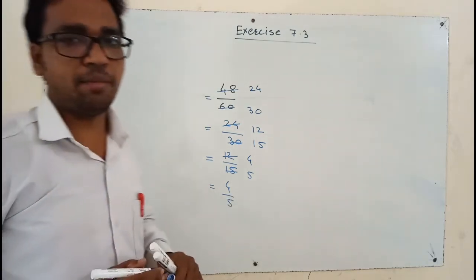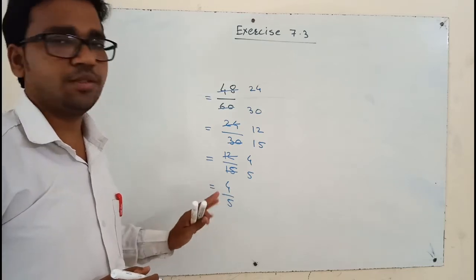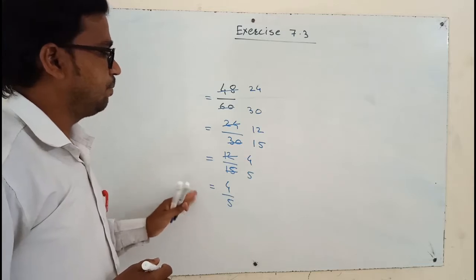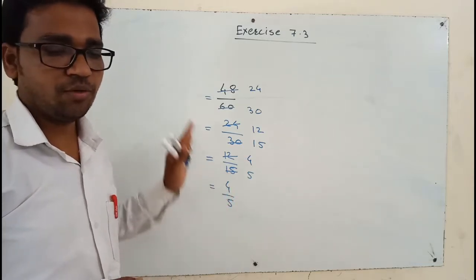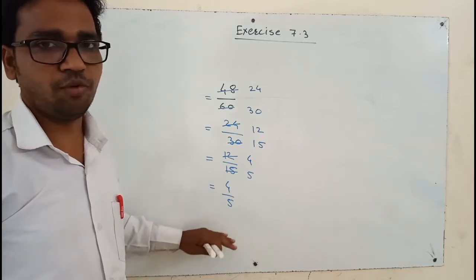So 5 is a prime number. Okay, so 4 by 5 is the final answer. Okay, so it is the simplest form. Okay, we reduced this 48 by 60 into the simplest form, 4 by 5.